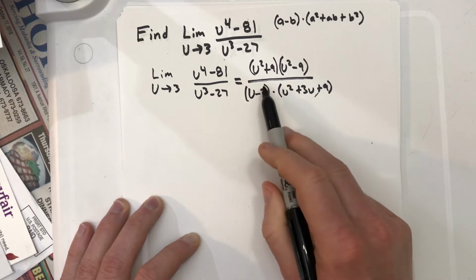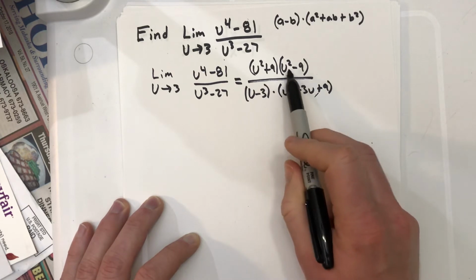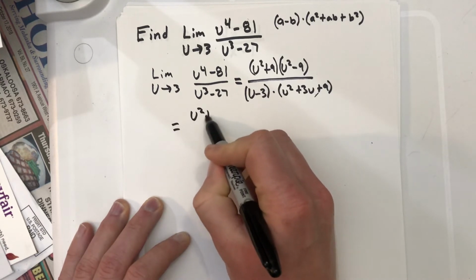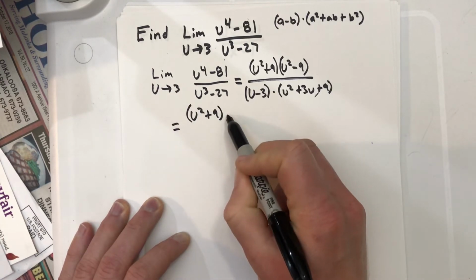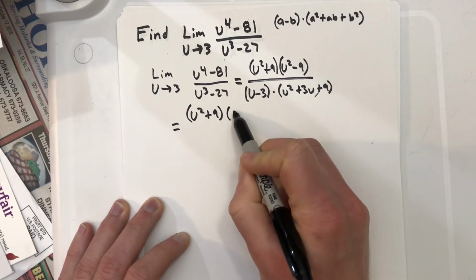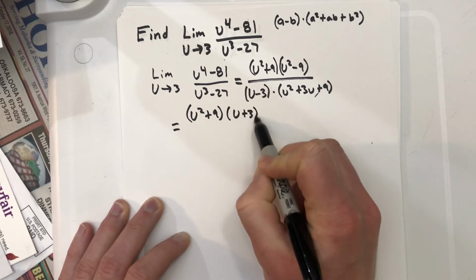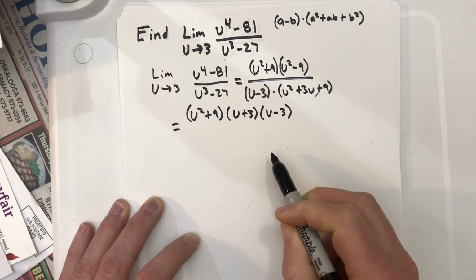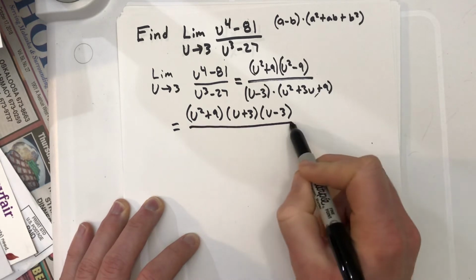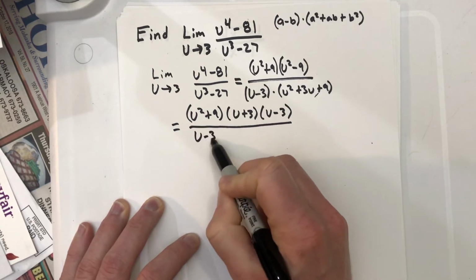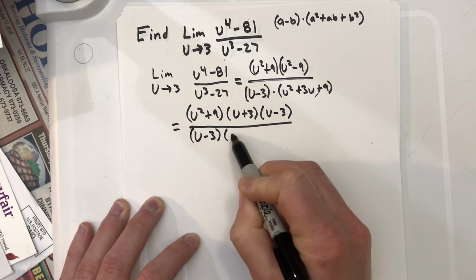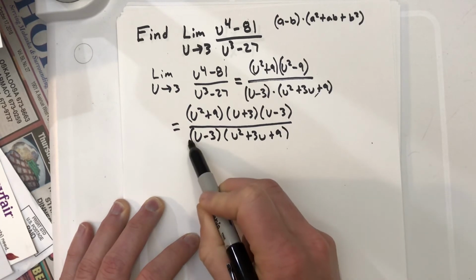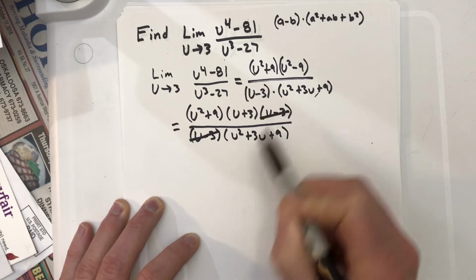So from there, I'm still not canceling anything, but I know that this u squared minus 9 will break down again. So that'll be u squared plus 9, and u squared minus 9 breaks down to u plus 3, u minus 3, over u minus 3, u squared plus 3u plus 9. Now you can see that I can cancel u minus 3 in each of these.